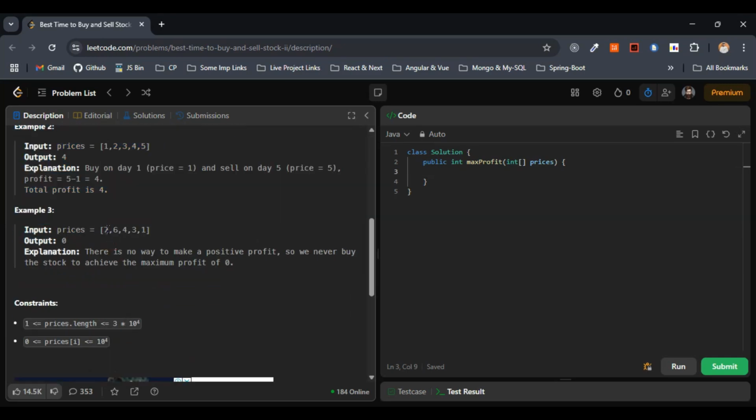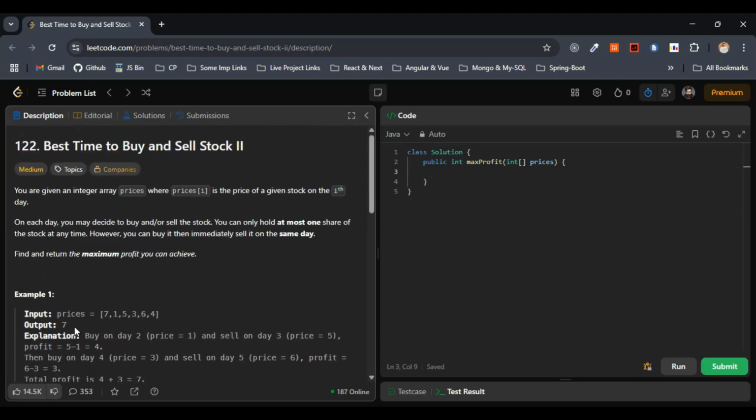So if we buy the stocks on any day, the next day we will not be having profit at all because all the numbers are in decreasing order. We cannot sell for a profit at all. So in that case, we have to display the output 0. They have given the same thing in the explanation, but there is no way to make a positive profit here. So we never buy the stock, to achieve the maximum profit of 0, right?